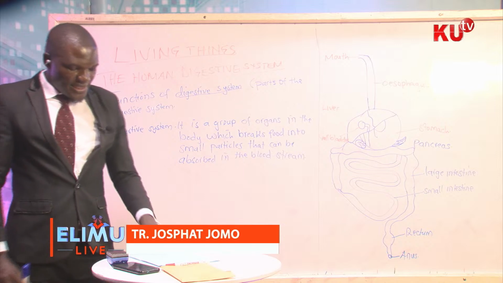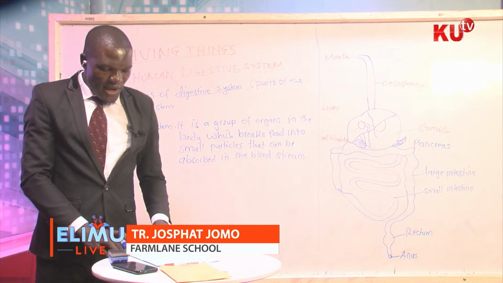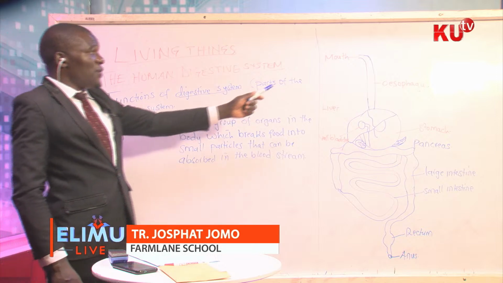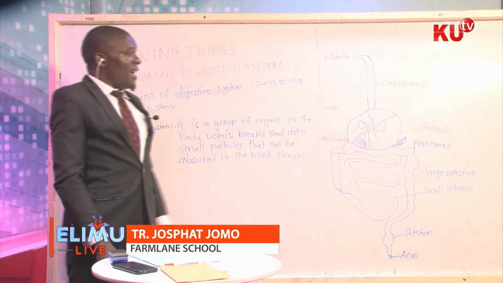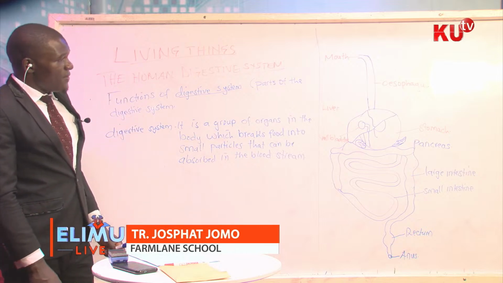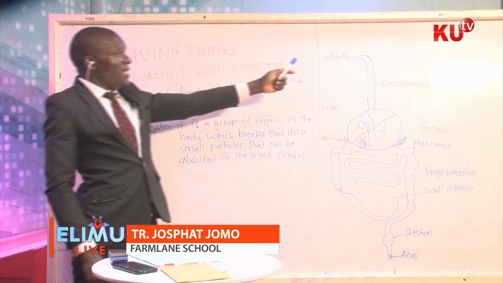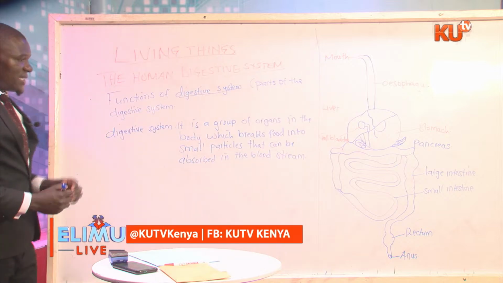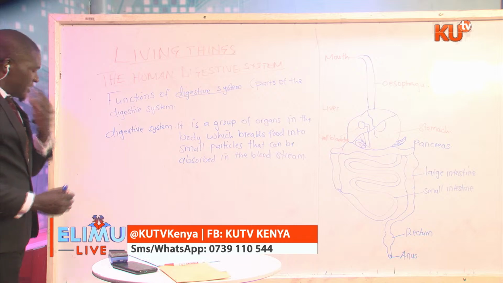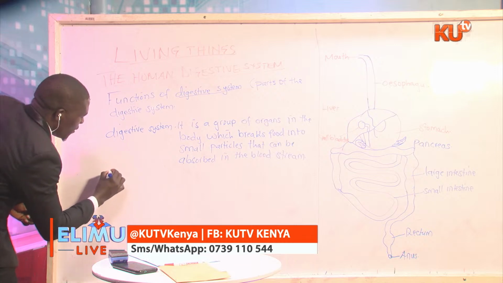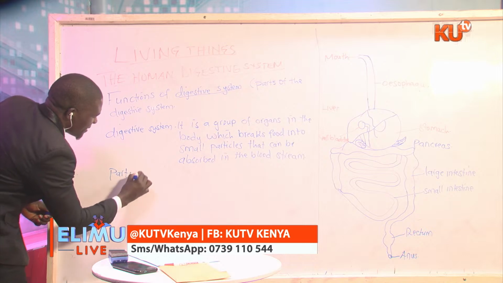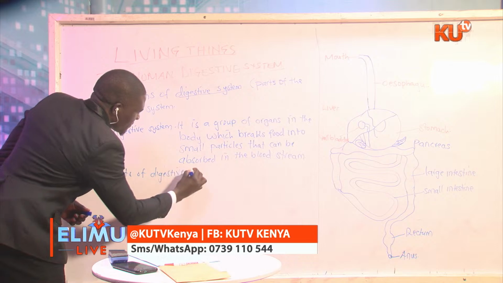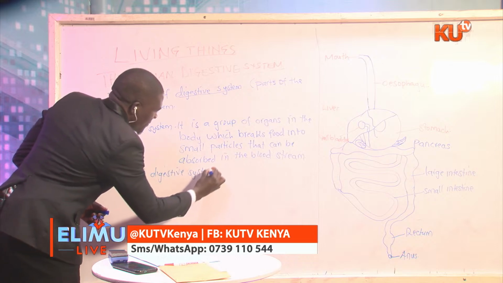This gives us the opportunity to look at the parts of the digestive system and their work or function. We can view our diagram here. Part number 1, we have the mouth, and in the mouth we have what we call teeth. So let's look at the parts of the digestive system.